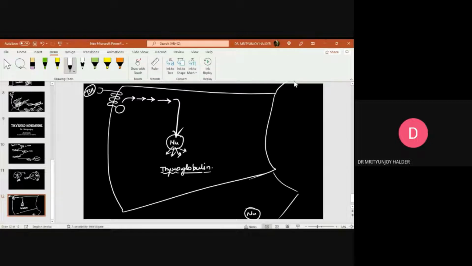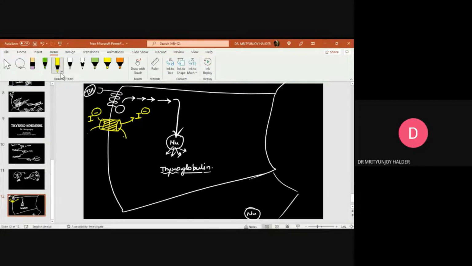The source of iodine is dietary iodine from our vegetables as well as our table salt. So, with the help of one transporter, iodine will enter within the cell, and once iodine enters within the cell, this iodine will not go outside. That is why this process is called iodine trapping. Now, iodine in the form of iodide, negative charged iodide, enters within the thyrocyte or thyroid cell.